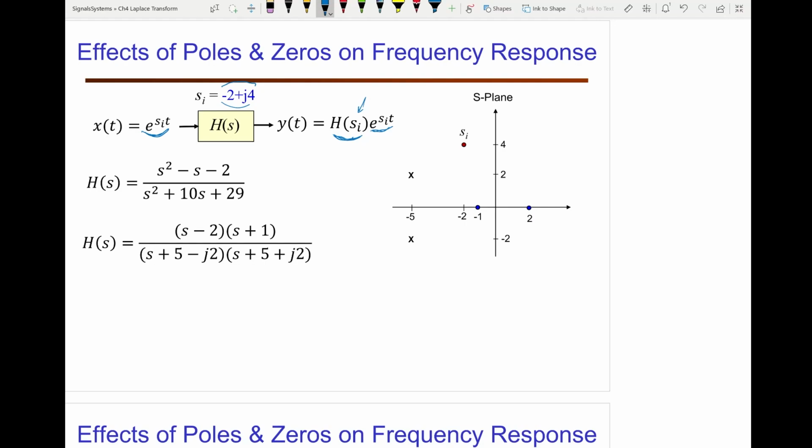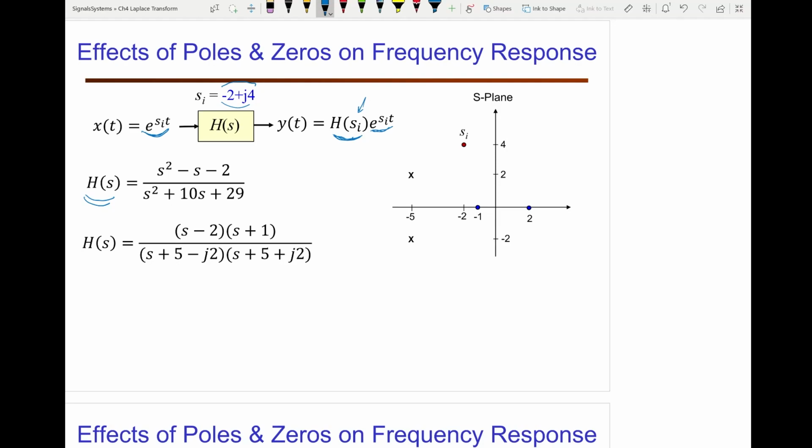So we can design by placing poles and zeros in certain locations to amplify certain frequencies and attenuate certain frequencies. So let's say this is the transfer function of a system, and through this example we will see the impact of the poles and zeros.